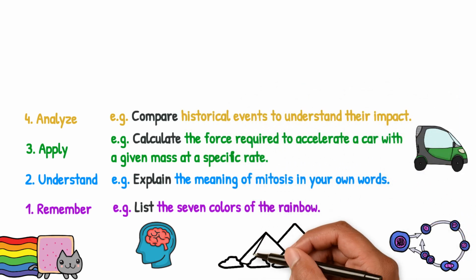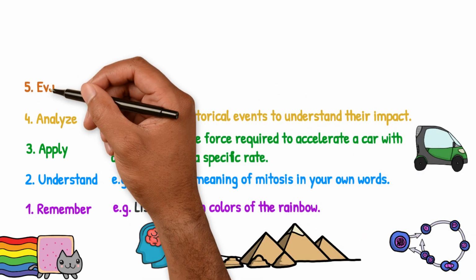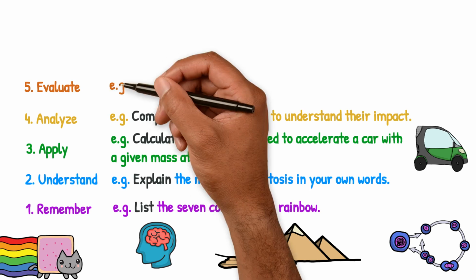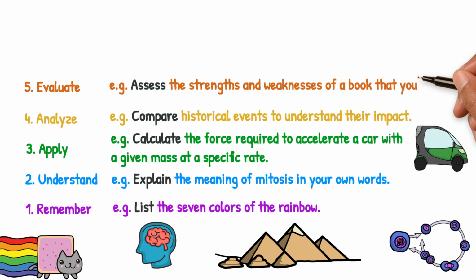Moving on to the fifth level, evaluate. This level involves making judgments based on given criteria. It's all about arguing your point and justifying it with evidence and reasoning. For example, assess the strengths and weaknesses of a book that you've read.